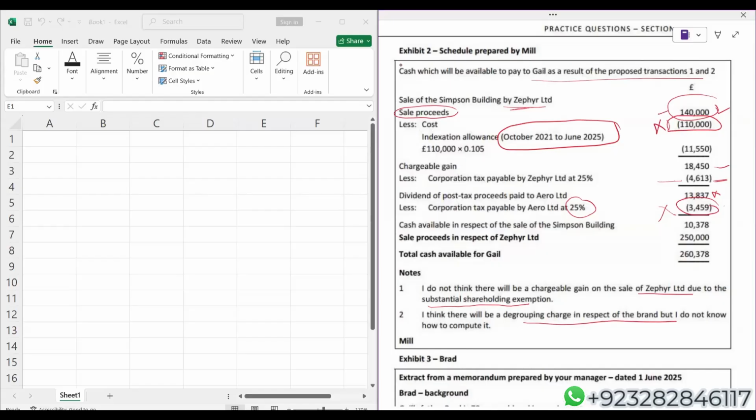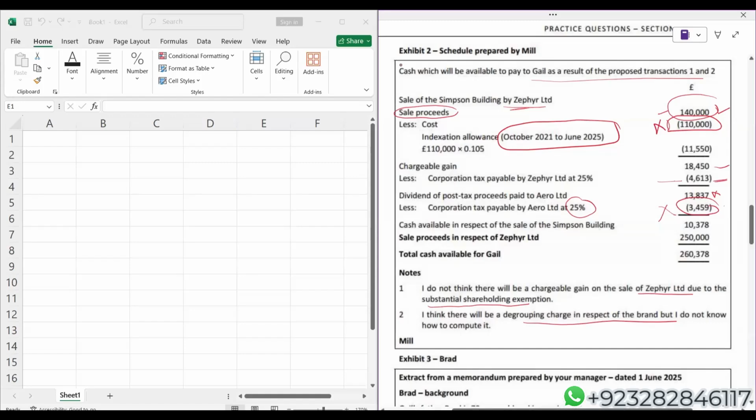And the last point which we have to explain is that within the corporation tax, there is no tax on dividend income. Dividend income is exempt. So three things you need to explain to your examiner. Number one, disposal within a 75% capital gain group, no gain, no loss. Actually, we assume that sale proceed is equal to indexation allowance.